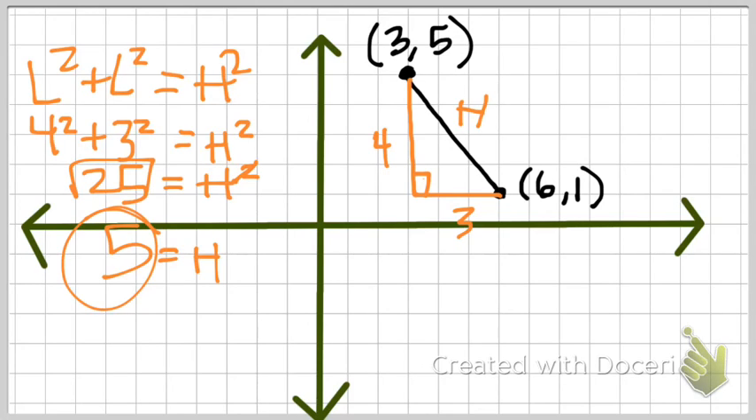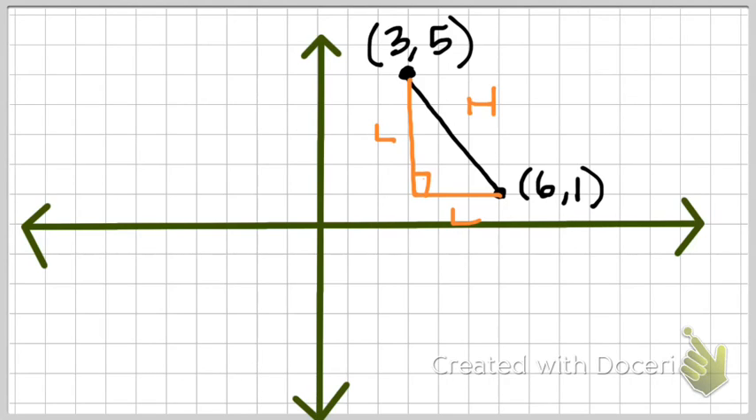If you have a picture of the points in the coordinate plane, this is probably the easiest way to figure out the distance, is to make the right triangle and then use the Pythagorean theorem. Let me show you what to do if you don't have those points drawn in the coordinate plane.